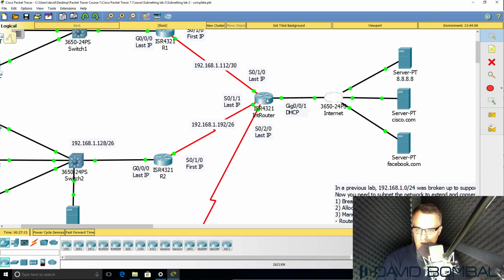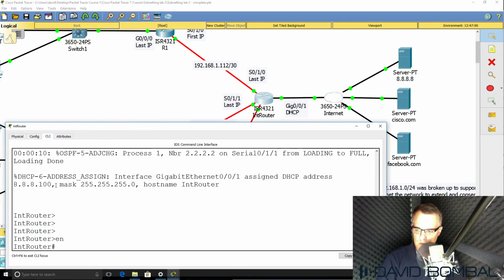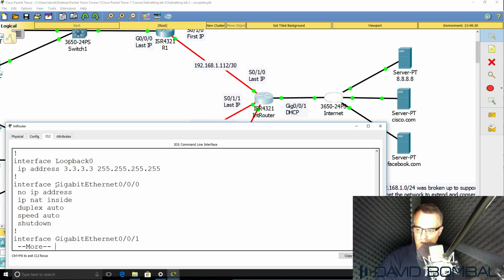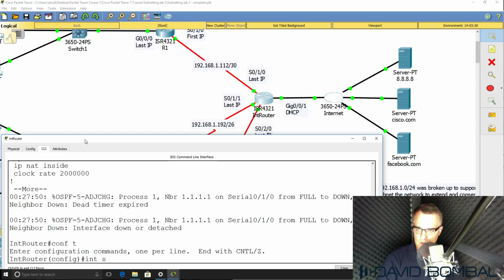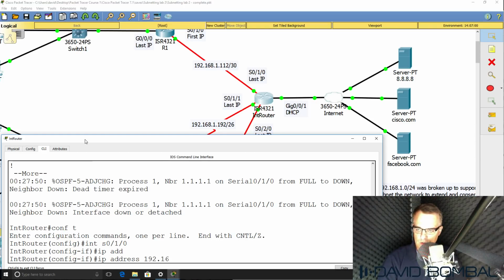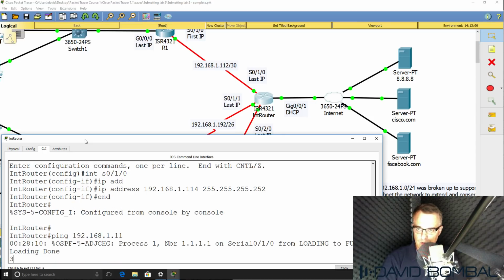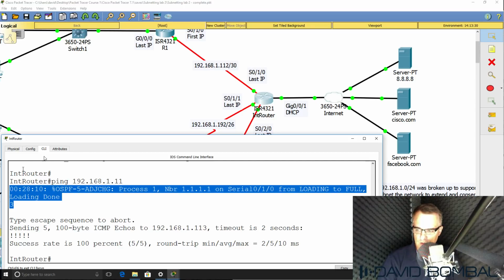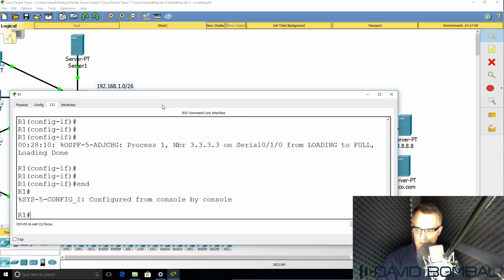OSPF neighbor relationship has come down. Routers require that they have the same subnet on both sides for them to form an OSPF neighbor relationship. Show run on this side. This IP address needs to change. So interface serial 0/1/0, IP address 192.168.1.114, /30 mask. Ping 192.168.1.113. Ping works. You can see that the neighbor relationship has come up. So that looks good. So on router 1, neighbor relationship has come up again.